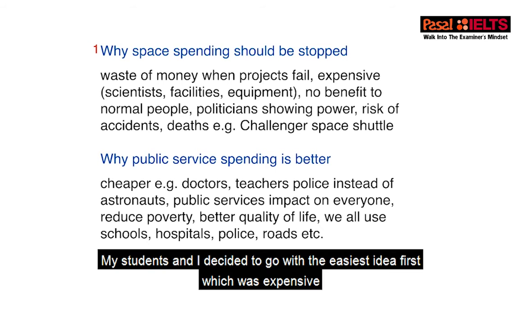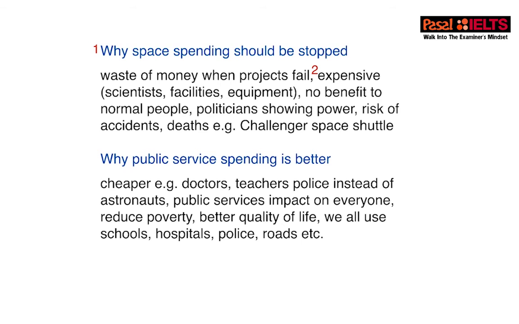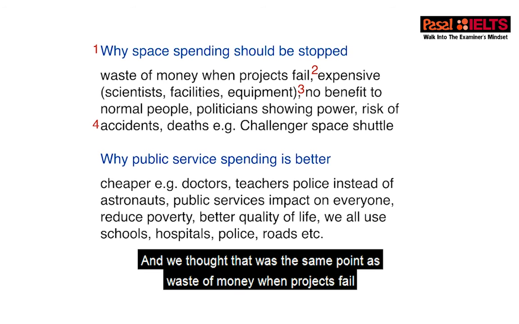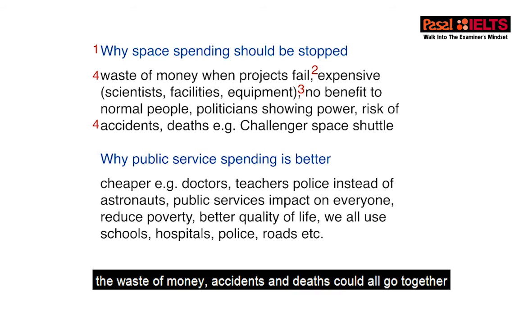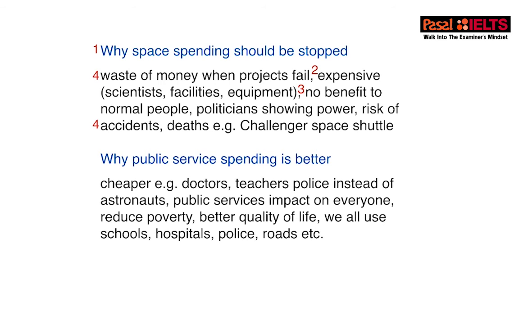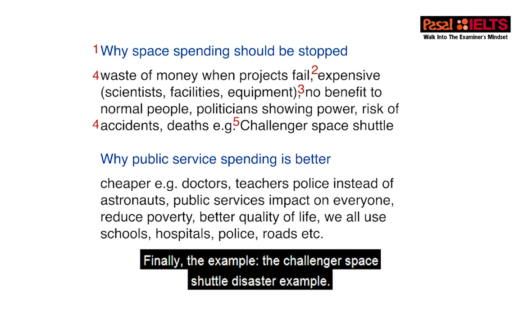My students and I decided to go with the easiest idea first, which was expensive, and then we decided to move to no benefit to normal people and politicians showing power. Next, accidents and deaths, and we thought that was the same point as waste of money when projects fail. The waste of money, accidents and deaths could all go together as things that could go wrong with space travel. Finally, the example, the Challenger space shuttle disaster example.